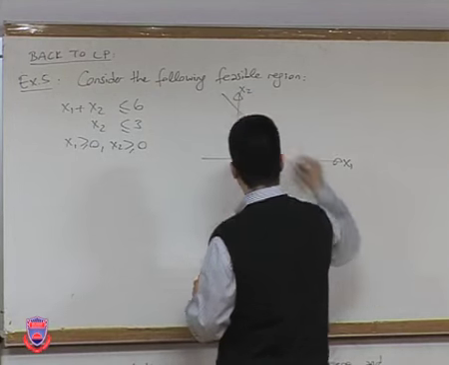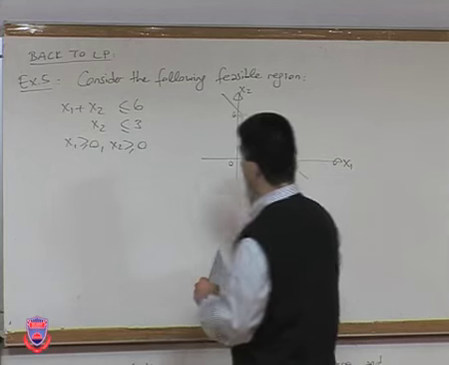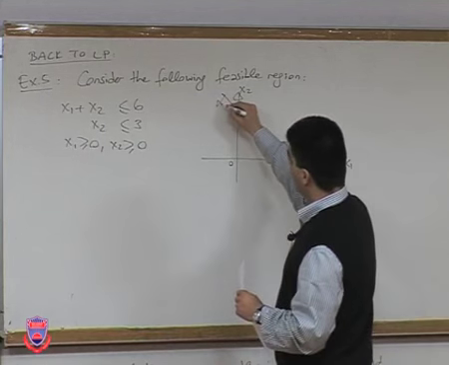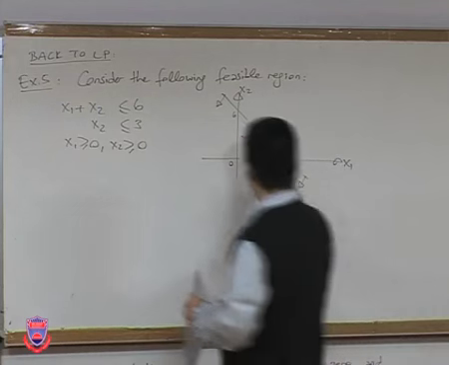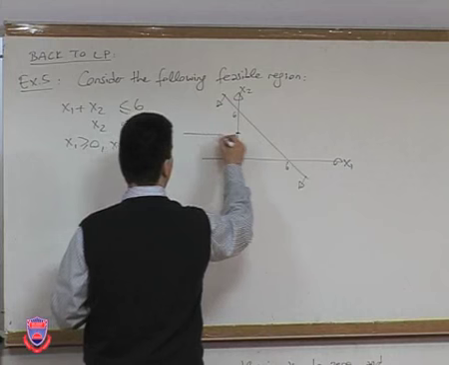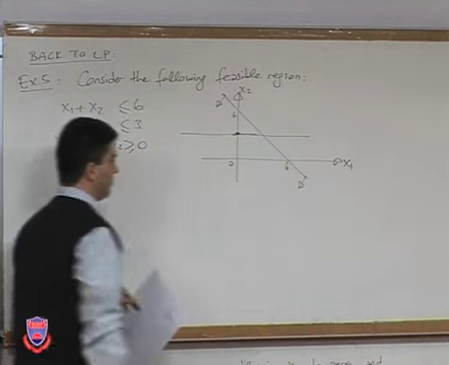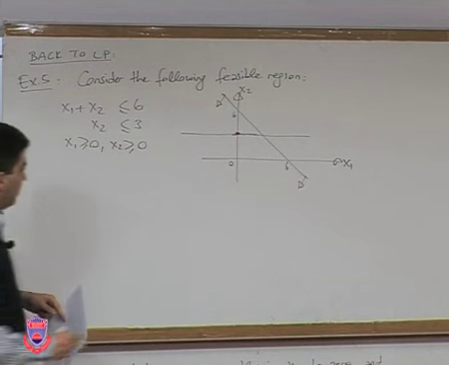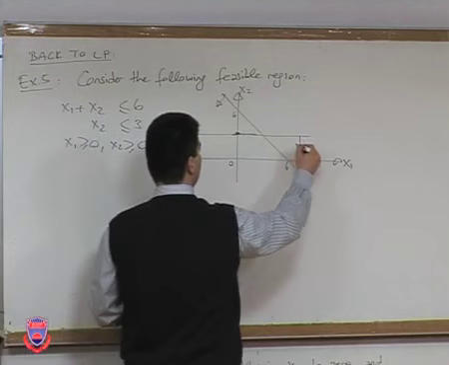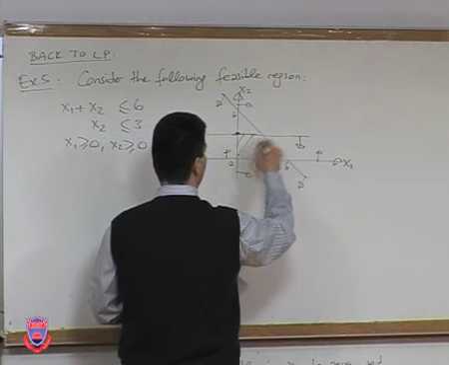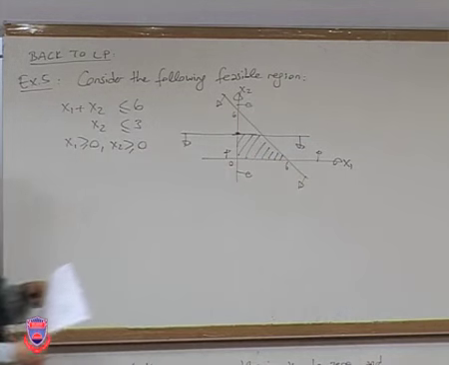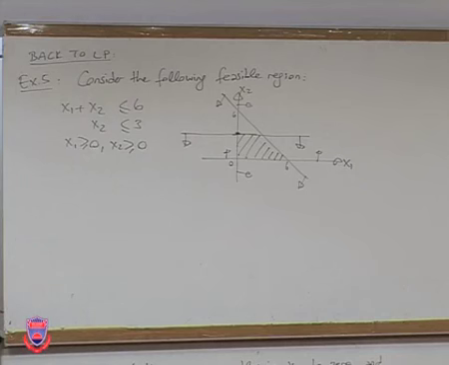So this is my first constraint. It goes through 6 and 6. And the origin is feasible, so this is the correct side. The second constraint, what does it look like? Yeah, it's a horizontal line that goes through 3. So basically, this is the second constraint. And which side should I pick? I should pick this side. Then I have non-negativity of x1 and x2. And essentially, this is my feasible region for this example.